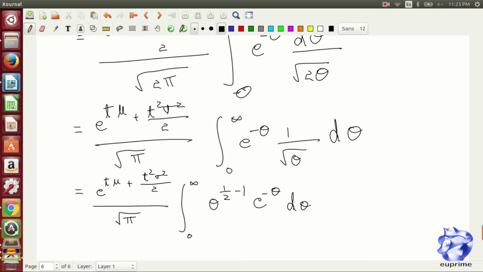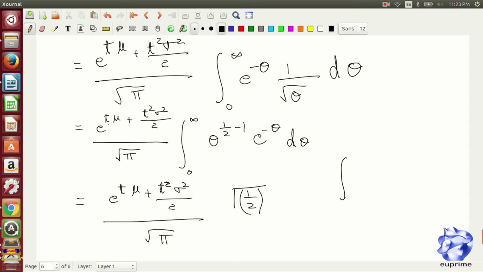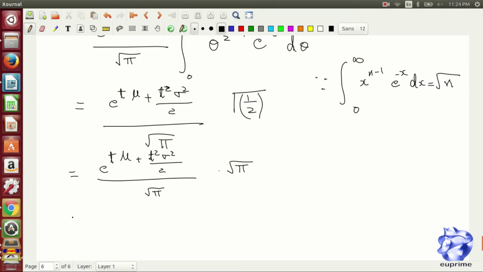and this is simplified as e to the power tu plus t square sigma square by 2, and the whole thing divided by root pi, because the integration from 0 to infinity of x to the power n minus 1 e to the power minus x dx is equal to gamma of n. This equates to e to the power mu t plus t square sigma square by 2. That concludes the equation.